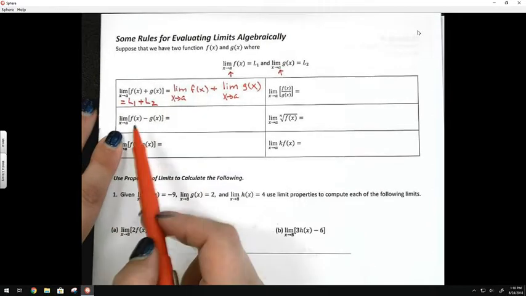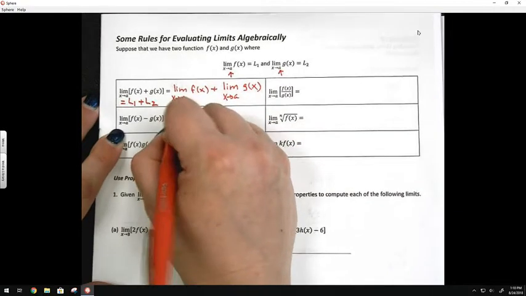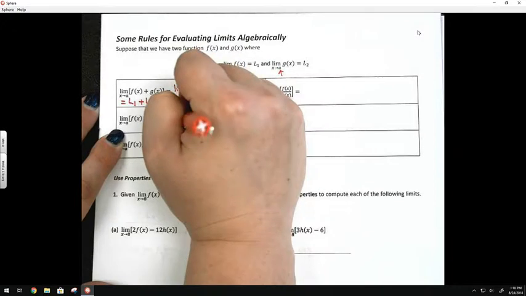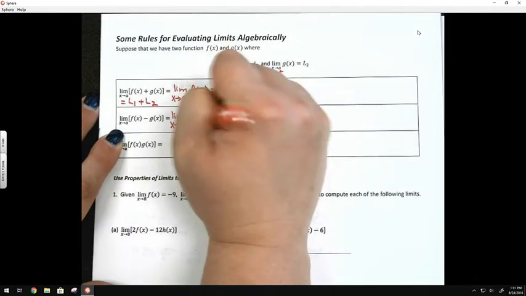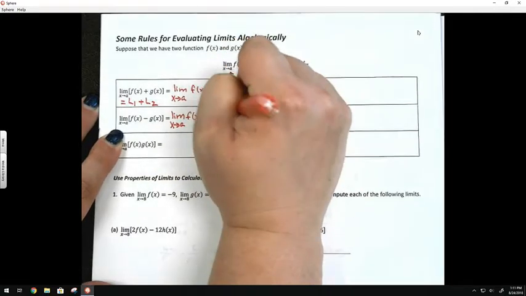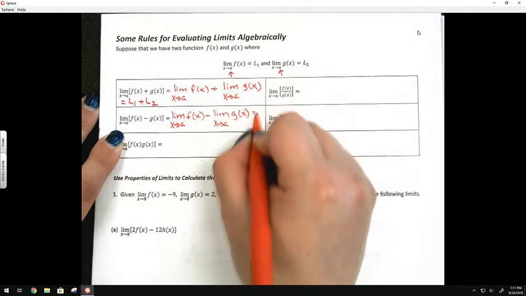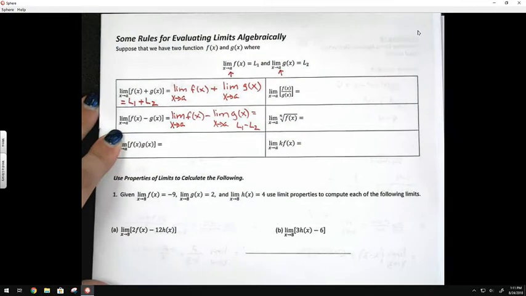All right, very, very similar idea for subtraction. I can break it up to be the limit as x approaches a of f of x minus the limit as x approaches a of g of x, which really just means I'm making it L1 minus L2. I'm just subtracting my 2 limits. Okay?